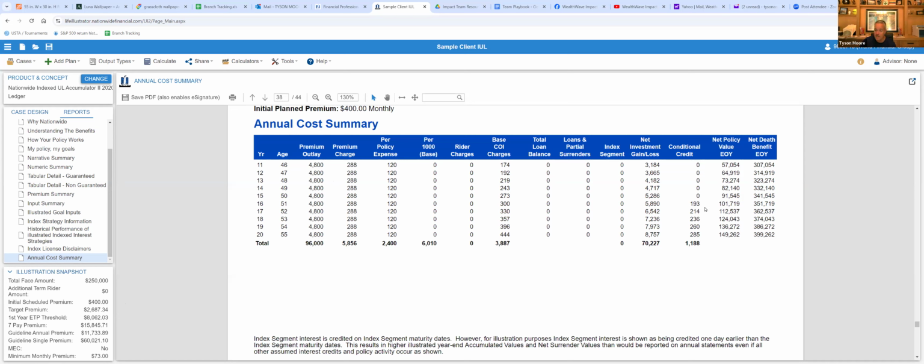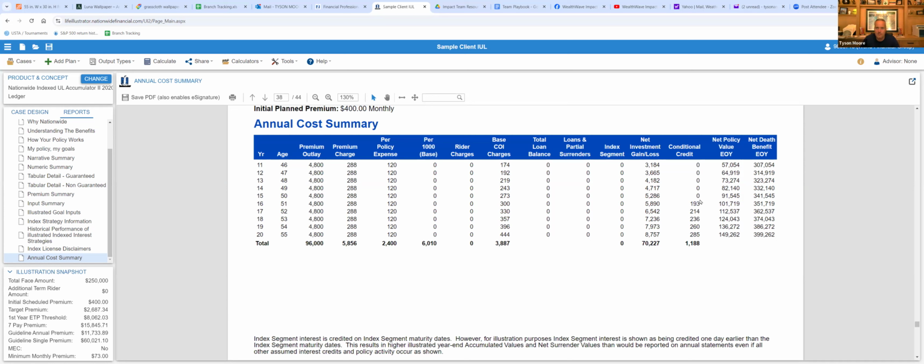On the VUL, it's actually 40 basis points. It's even more influential. But on this, you get a 20 basis point conditional credit endorsement. So what does that mean? Well, Nationwide's a mutual company. Does anybody know what a mutual company means? Owned by the policy owners. That's right. So they're a credit union, whereas Transamerica, for instance, would be a stock company owned by the shareholders.